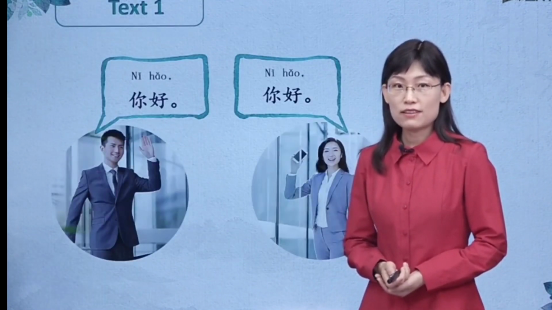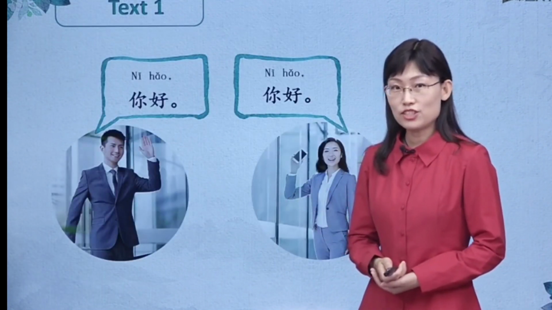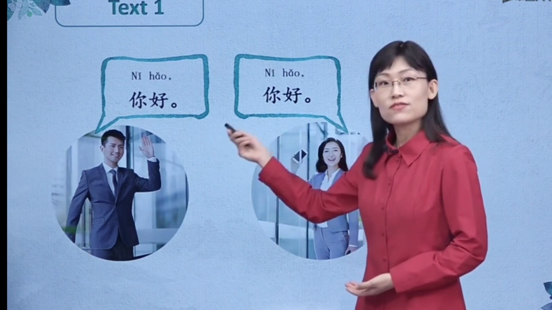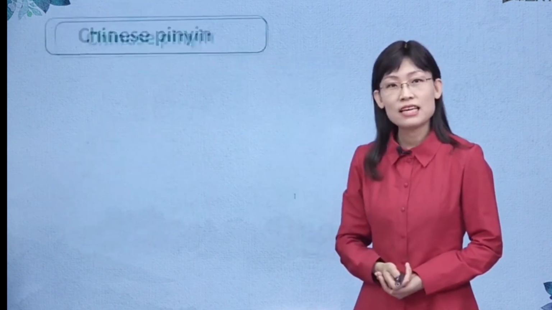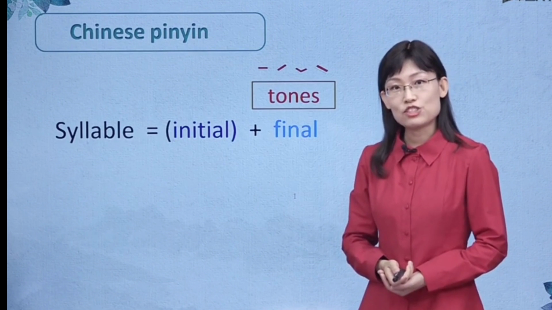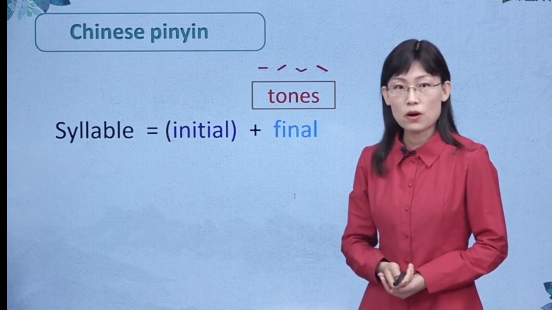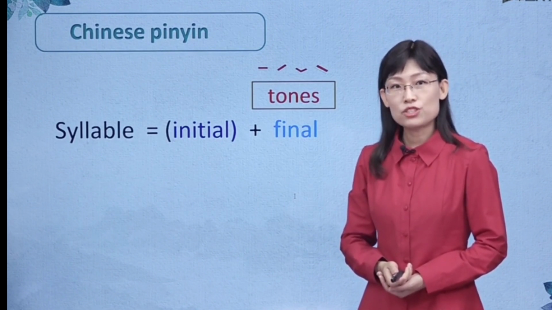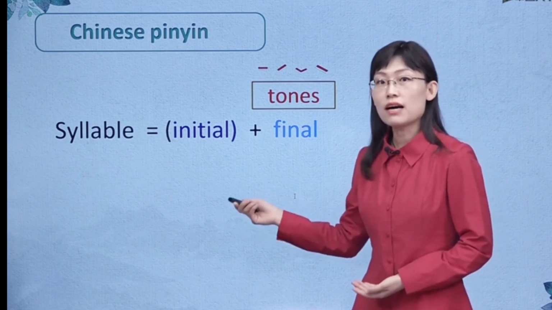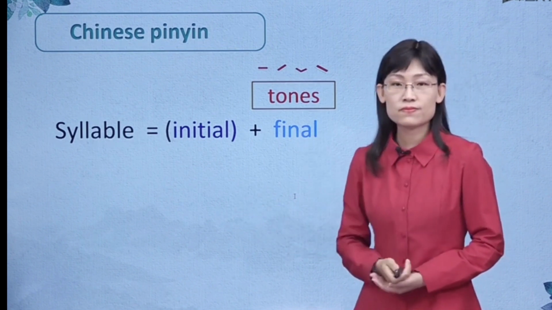Let's first have a look at these two characters and their pronunciations. 你好, 你好. Here it must be mentioned that in Chinese, each character corresponds with one syllable, which usually contains an initial, a final, and a tone.